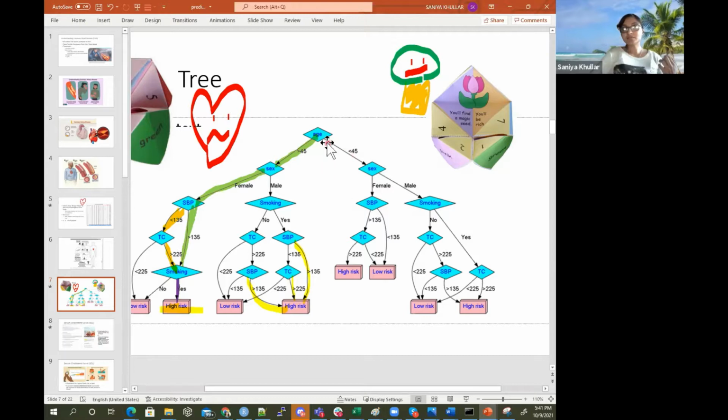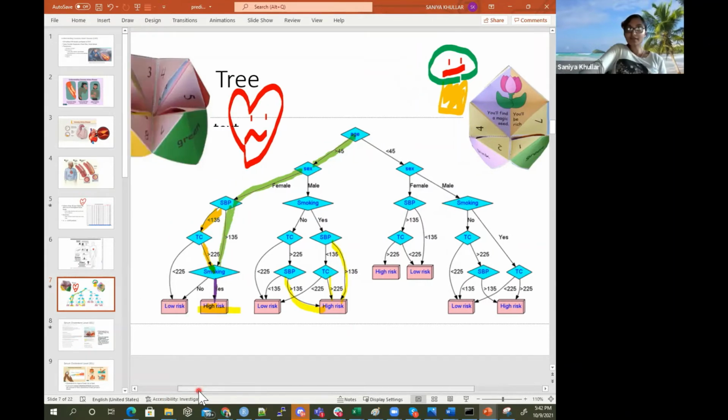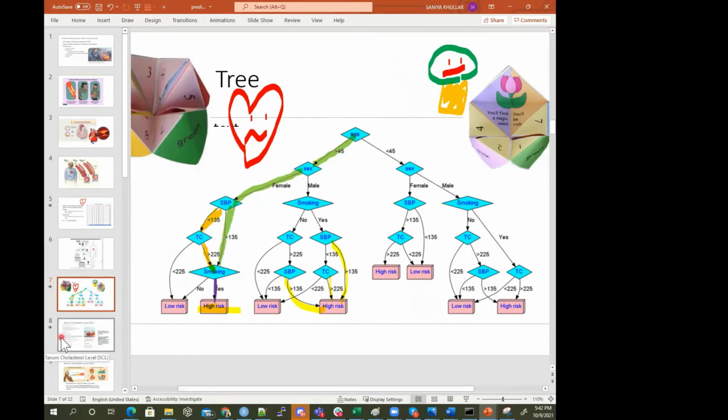So age is the most important one, determining these two different baby trees here. Do you see that? If your age is greater than 45, you go down this tree and you can ignore this one. If your age is less than 45, then you go down this tree. And then the next question is your gender. Do you see that? This is a model that you can learn from the data.